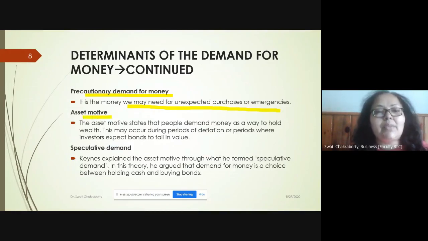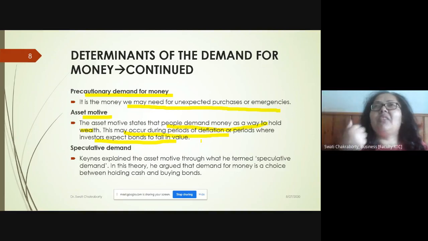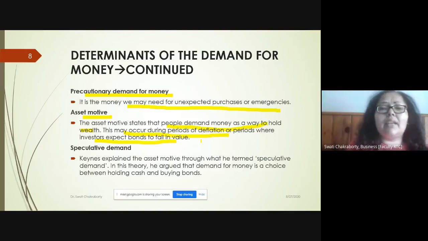The third that comes up is the asset motive. According to the asset motive, people demand money in order to hold wealth. When do they hold this? Especially during a period of deflation, where investors expect the value of bonds to fall, so they will prefer to hold money. Holding assets in liquid form is also wealth. Wealth either in liquid form or illiquid form, anything. Either you deposit it somewhere or you're holding it in hand.